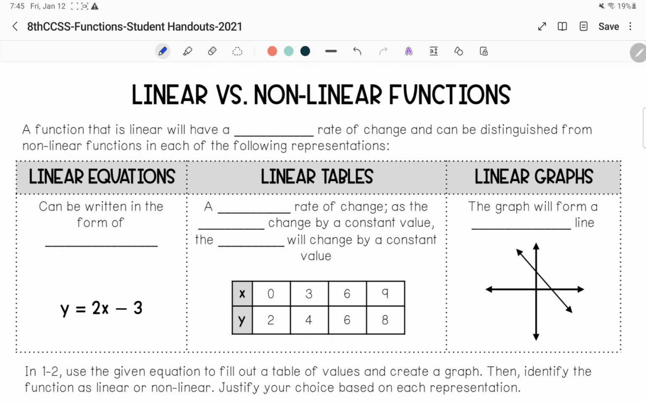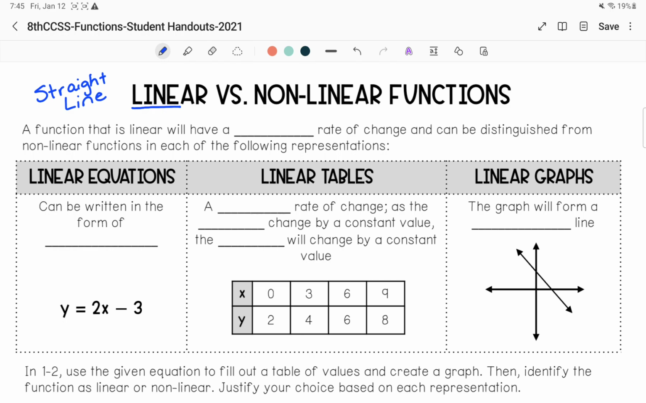Today we're moving into linear versus nonlinear functions. You see that word linear has a line at the front. Linear functions are just a straight line. Nonlinear means that they're not going to be a straight line. So all that is, we've graphed lines before. Those lines that we graphed were examples of linear functions.